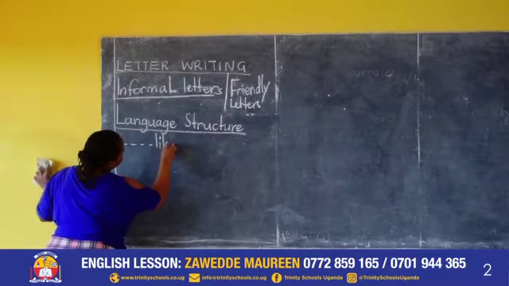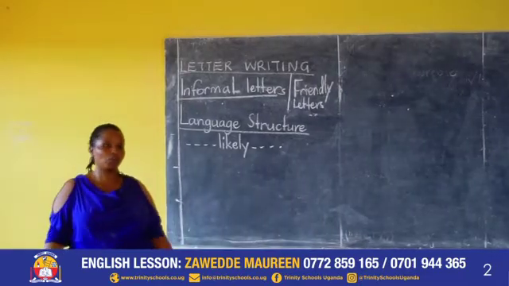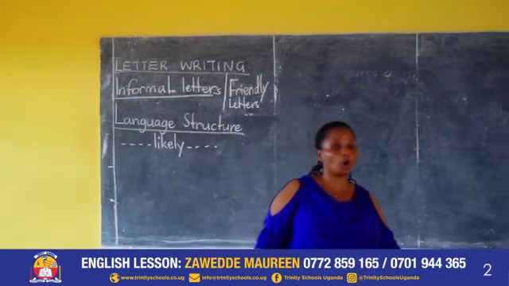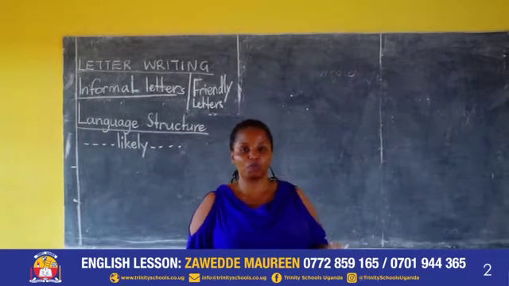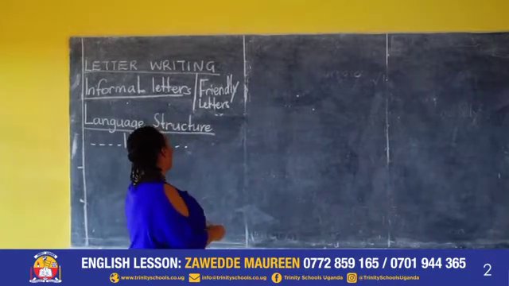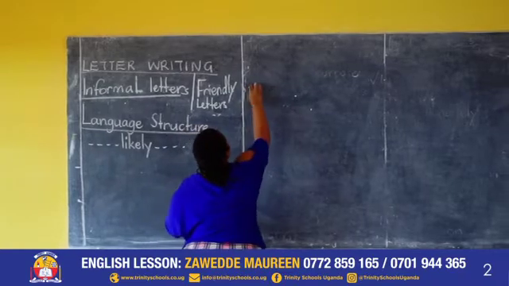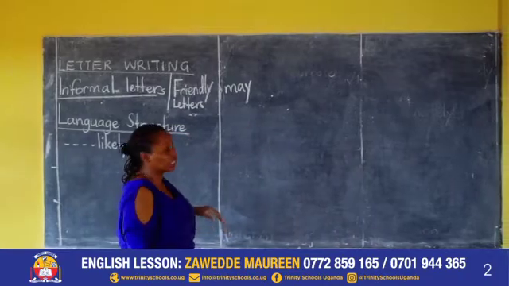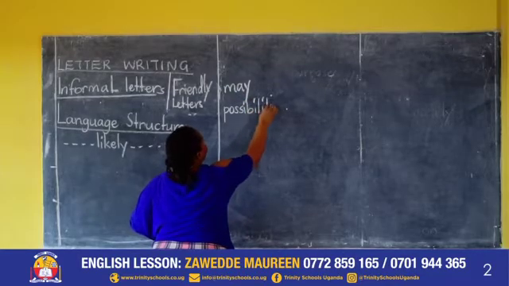We are going to use the word likely as a structure that is going to be very good in this writing. In this topic, likely, we need to know the meaning. When you get to know the meaning, it's going to be very easy for us to use it. We use the structure likely to show something or an action that may happen, or that has a possibility of happening. There is a possibility that something is going to happen.